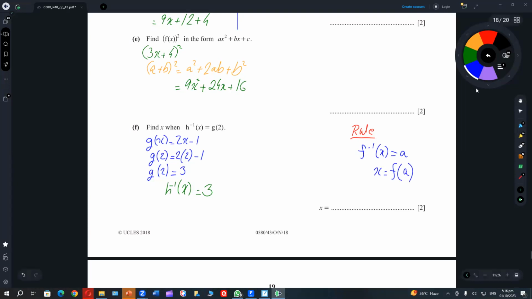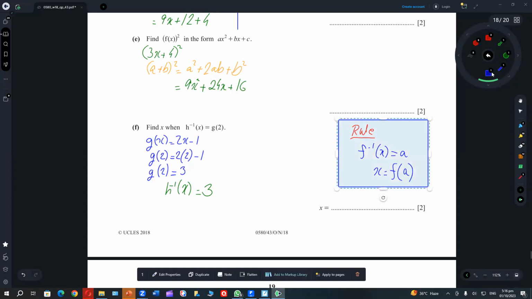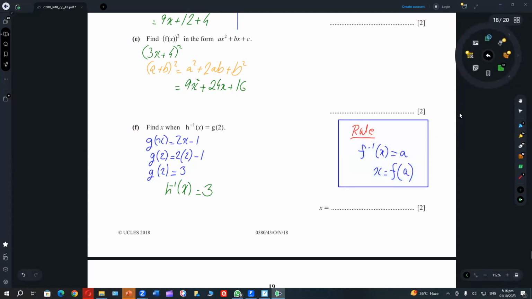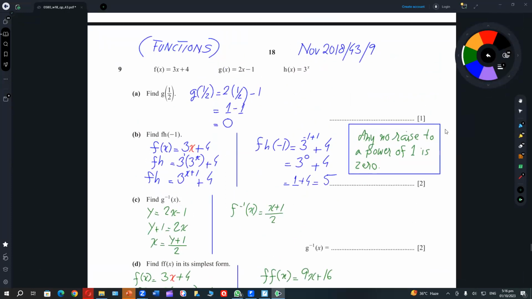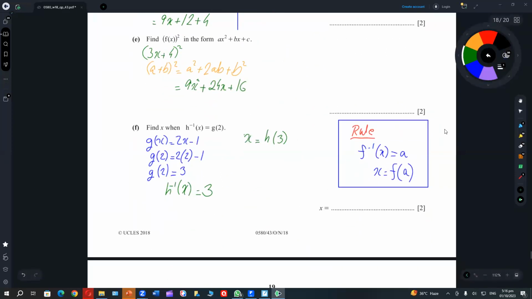Look at this screen. This is a very important formula and you should copy it in your notes. It doesn't come every year, but it's very helpful. If you move inverse from one side to the other, it becomes a function. The inverse disappears. So I am moving the h inverse to the other side, so it will become h of 3. Now what is h(x)? h(x) is 3 to the power x.